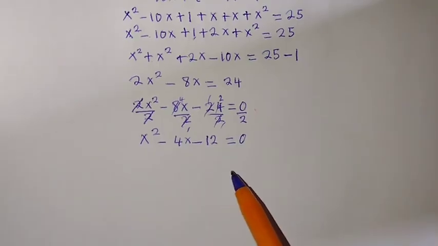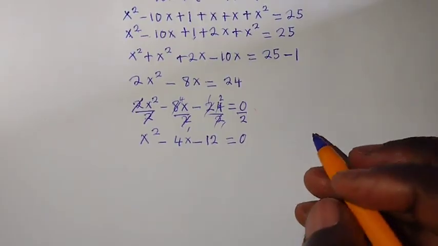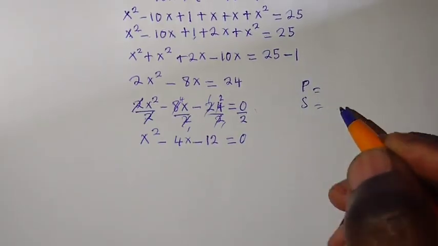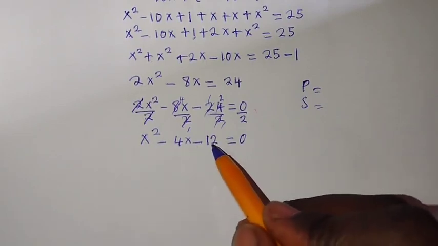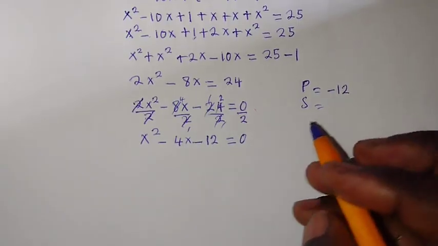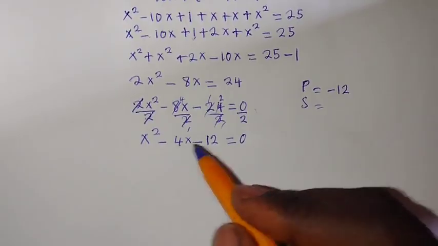From this stage, we are now going to use the factorization method. To use the factorization method, we need to come up with the product and the sum. For the product, we get the coefficient of x squared, which is 1, times the constant here, which is negative 12. So the product is going to be negative 12. Then the sum, you are going to get the coefficient of x in the middle, which will be negative 4.